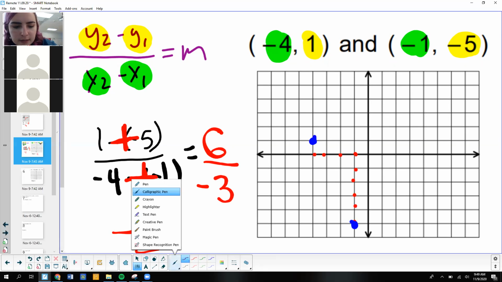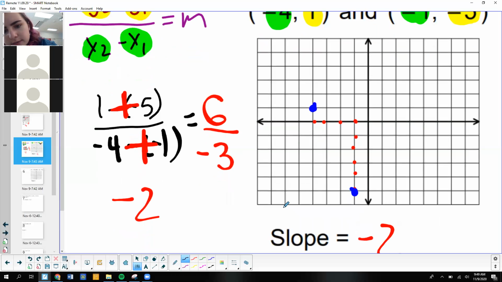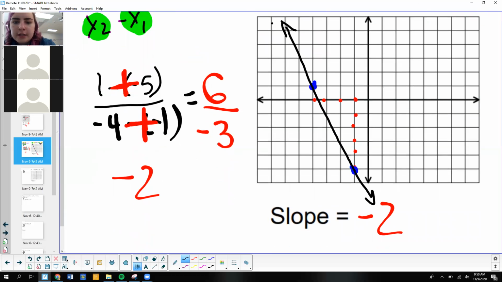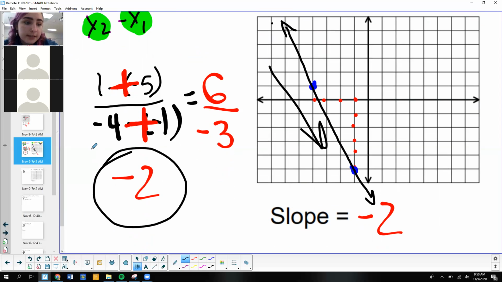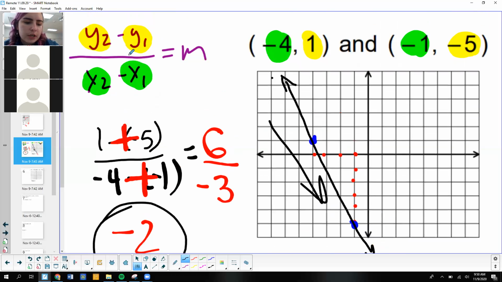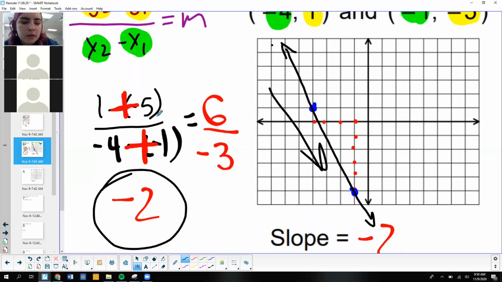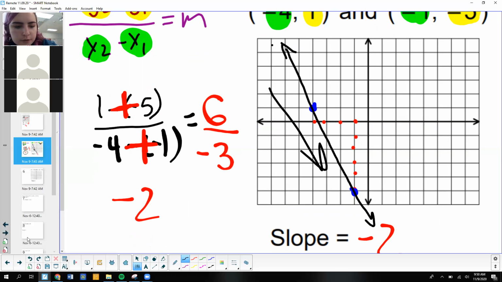So if I connect these, I'll use a skinnier pen. Two things I'm noticing. I have a negative slope. It's going down. So that's a good sign for the slope that I got, since with the formula that we plugged into, we got a negative slope, so that's a good sign.